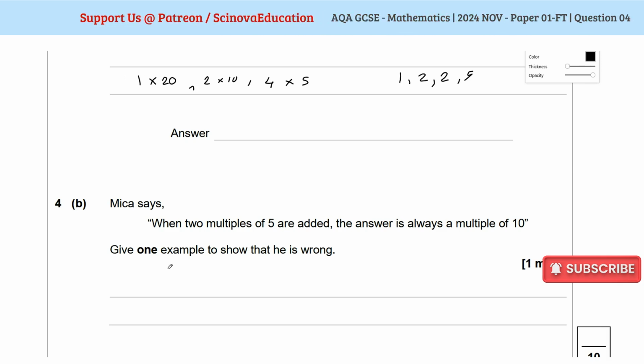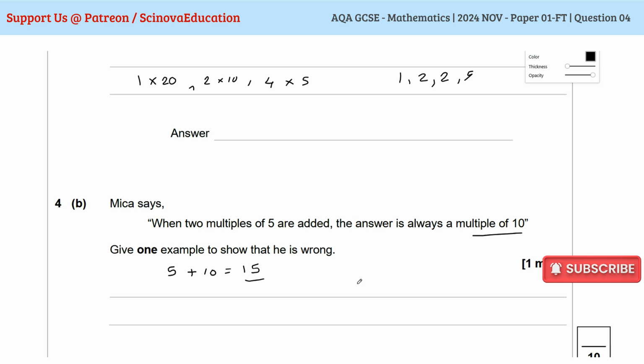We know that if you take the 2 simplest multiples of 5, which are 5 and 10, so if you add 5 and 10, we get the answer as 15. We know that 15 is not a multiple of 10, therefore his statement is wrong.